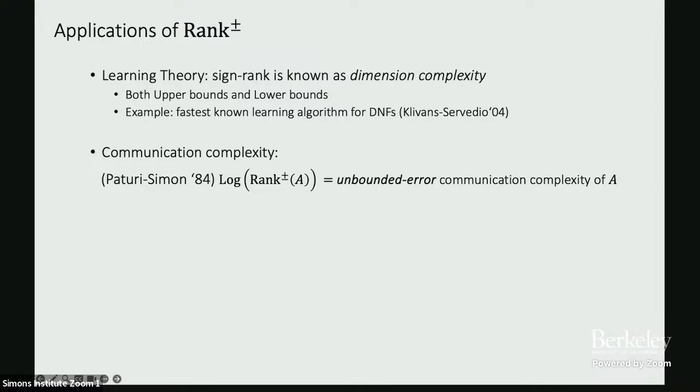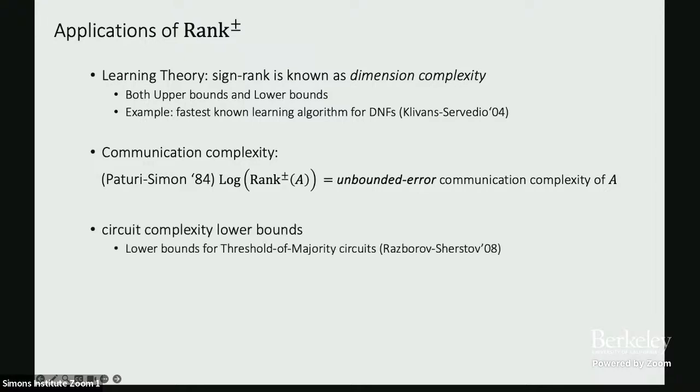This is a result of Paturi and Simon, and basically this connection makes it highly relevant in communication complexity, because this model is important and people want to understand its relation to other models of communication. In circuit lower bounds, it's also important because you can use it to prove lower bounds on certain types of circuits, for example this ridiculously simple type of circuits, thresholds of majorities, a 2-layered circuit. Proving lower bounds on sign rank implies proving lower bounds on these circuits.